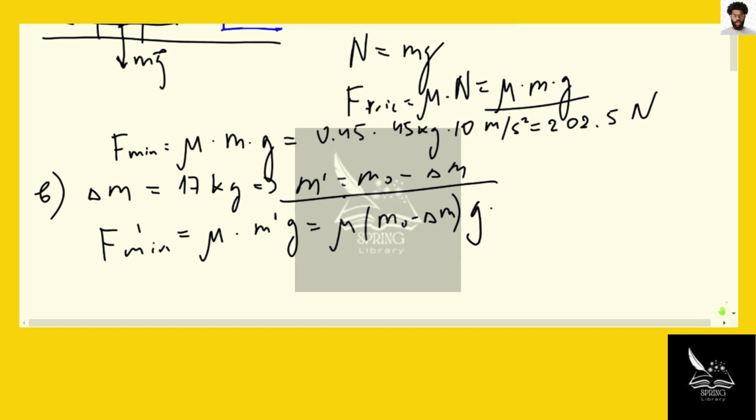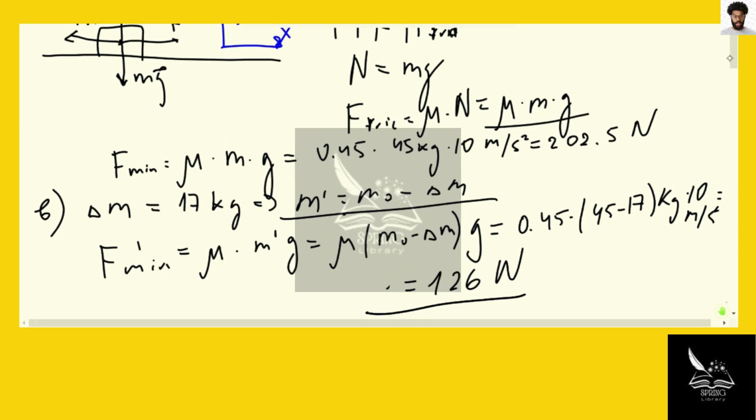in the mass multiplied by g, which equals to 0.45 multiplied by 45 minus 17 kilograms multiplied by 10 meters per second square, which equals to 126 newtons.